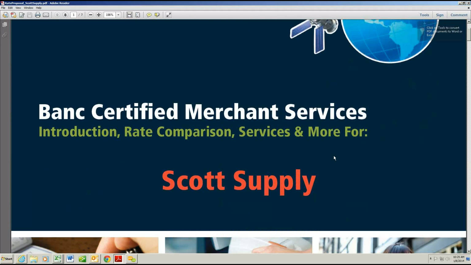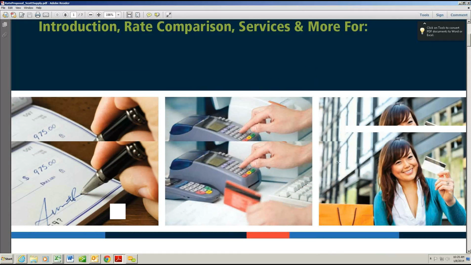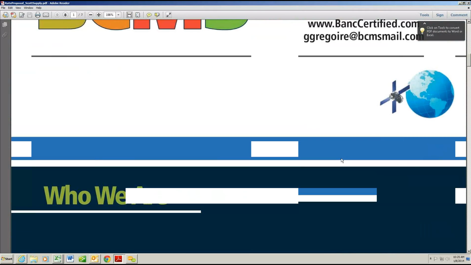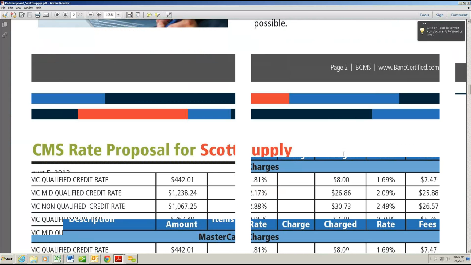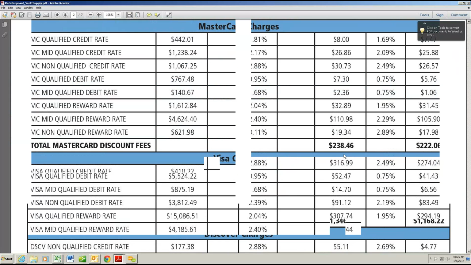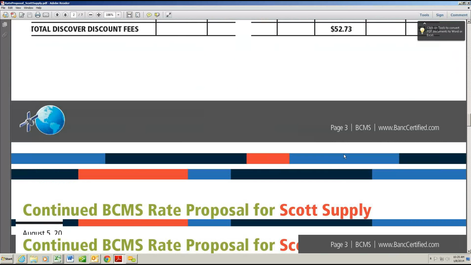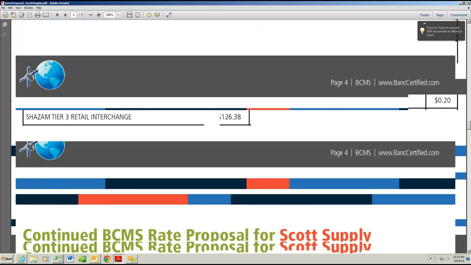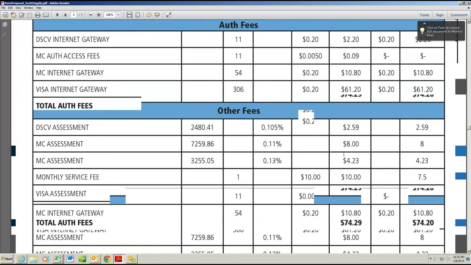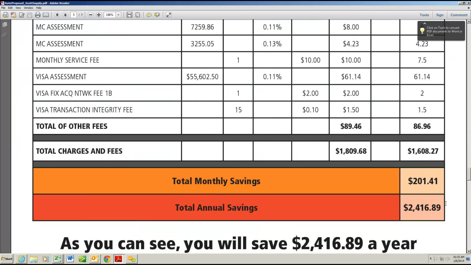Here's another sample example for a supplier from another sales rep. Again, the same format, the same numbers are put together, but as you can see, this is a larger volume merchant. So as a result, it's a more complicated proposal, but you can see the savings is almost $2,500 a year.